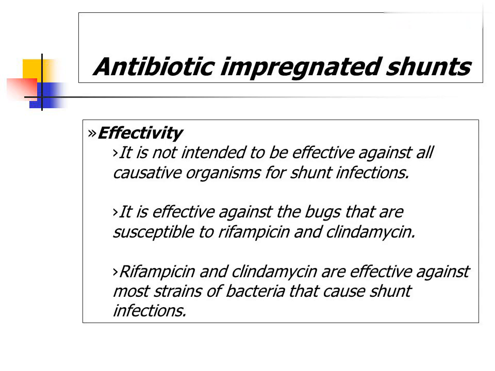Antibiotic impregnated shunts. Effectivity. It is not intended to be effective against all causative organisms for shunt infections. It is effective against the bugs that are susceptible to rifampicin and clindamycin. Rifampicin and clindamycin are effective against most strains of bacteria that cause shunt infections.